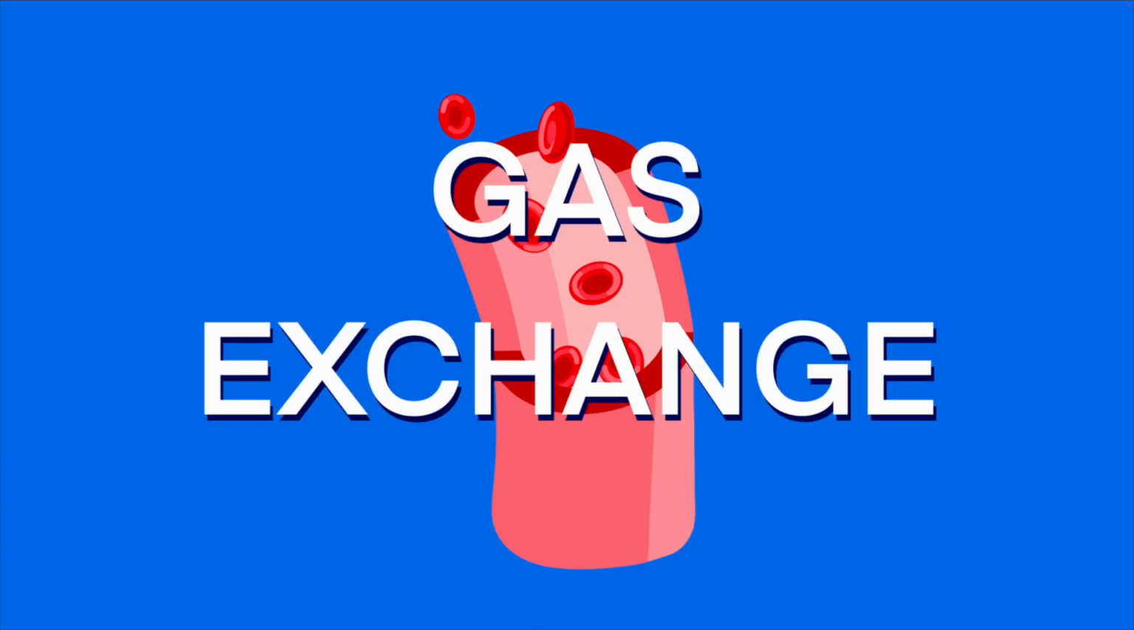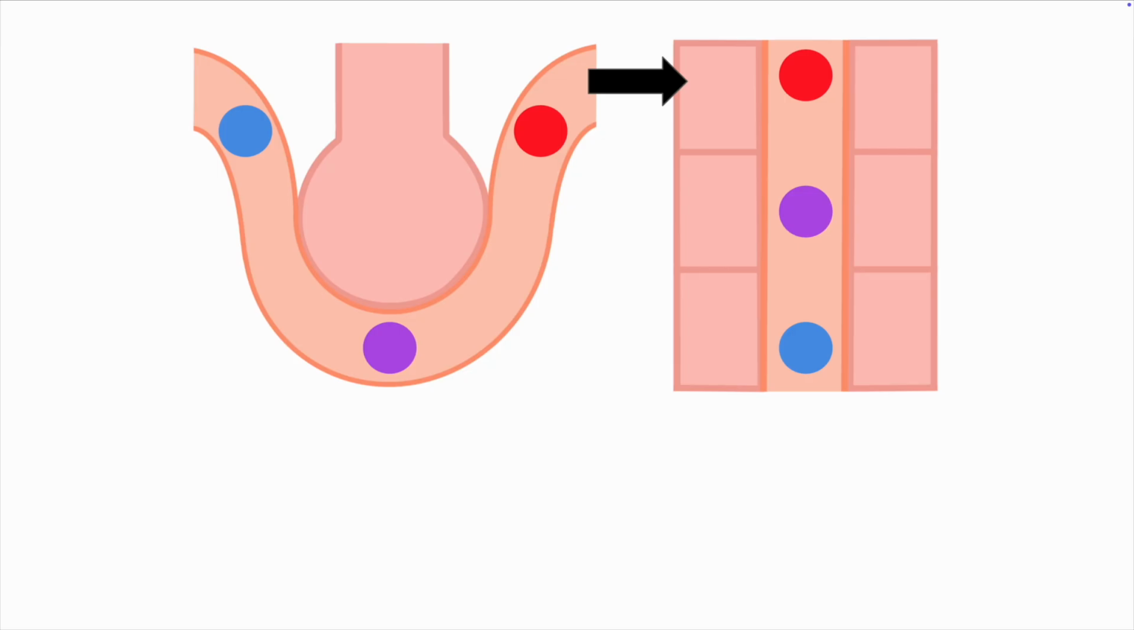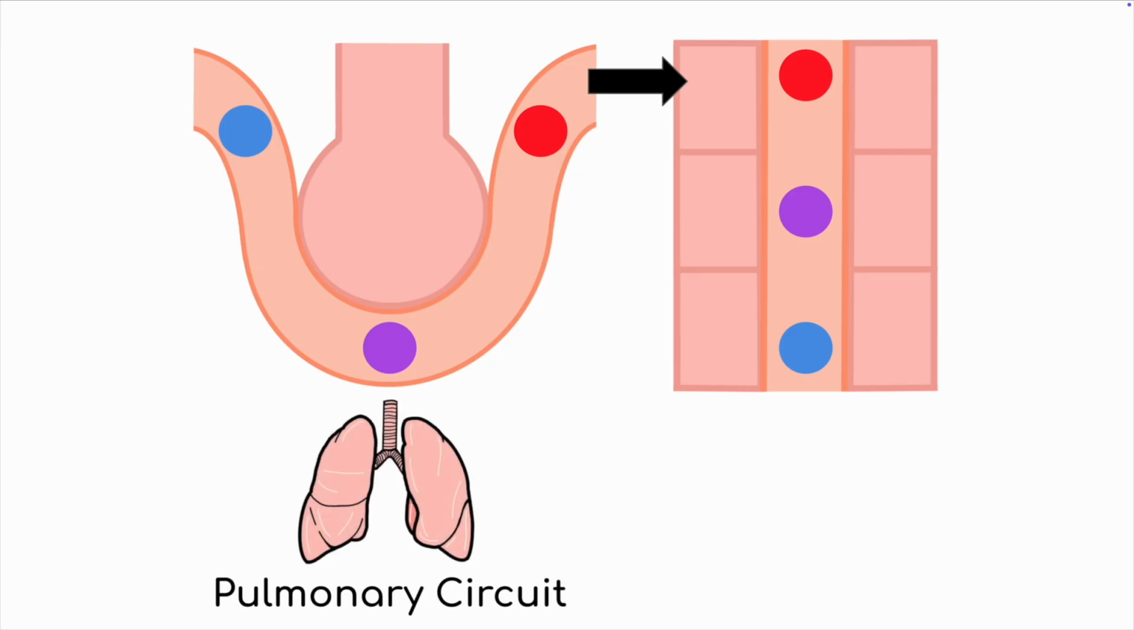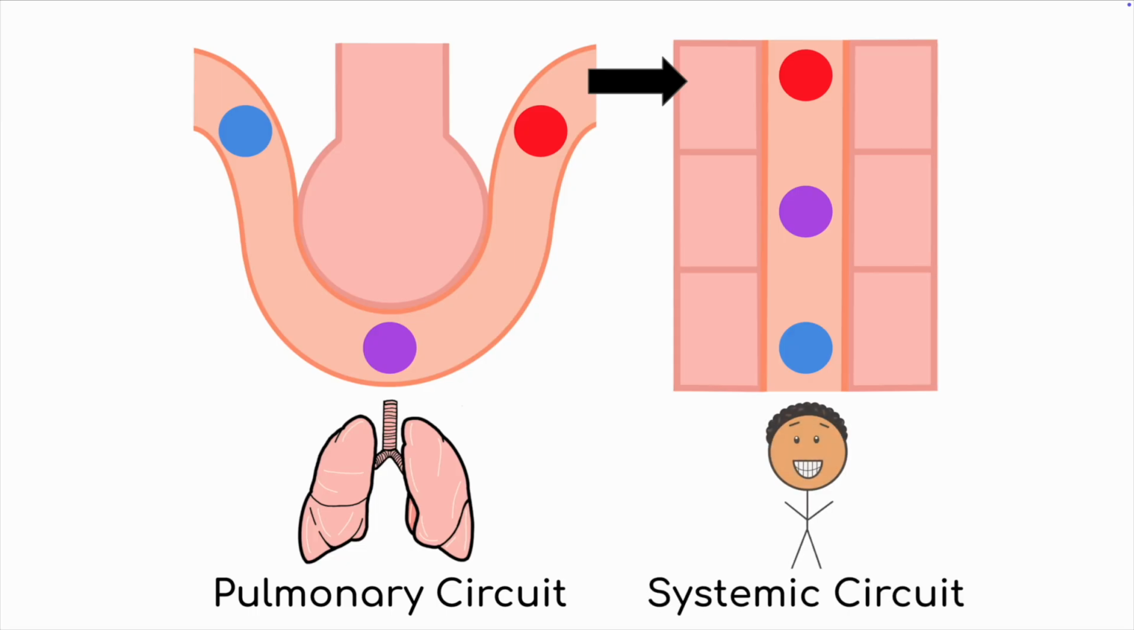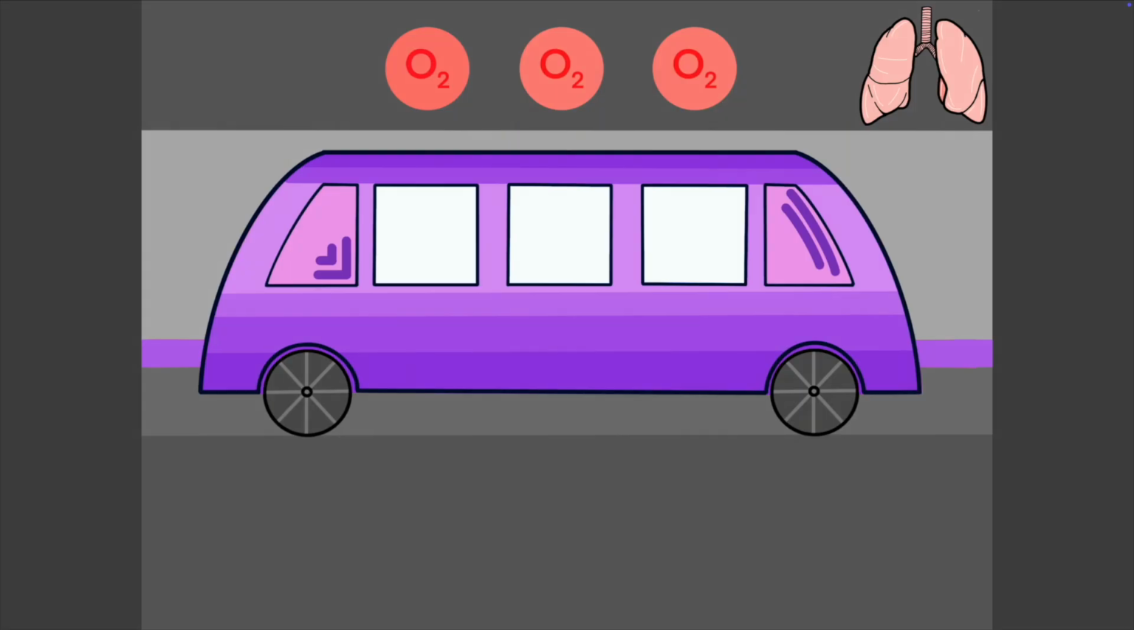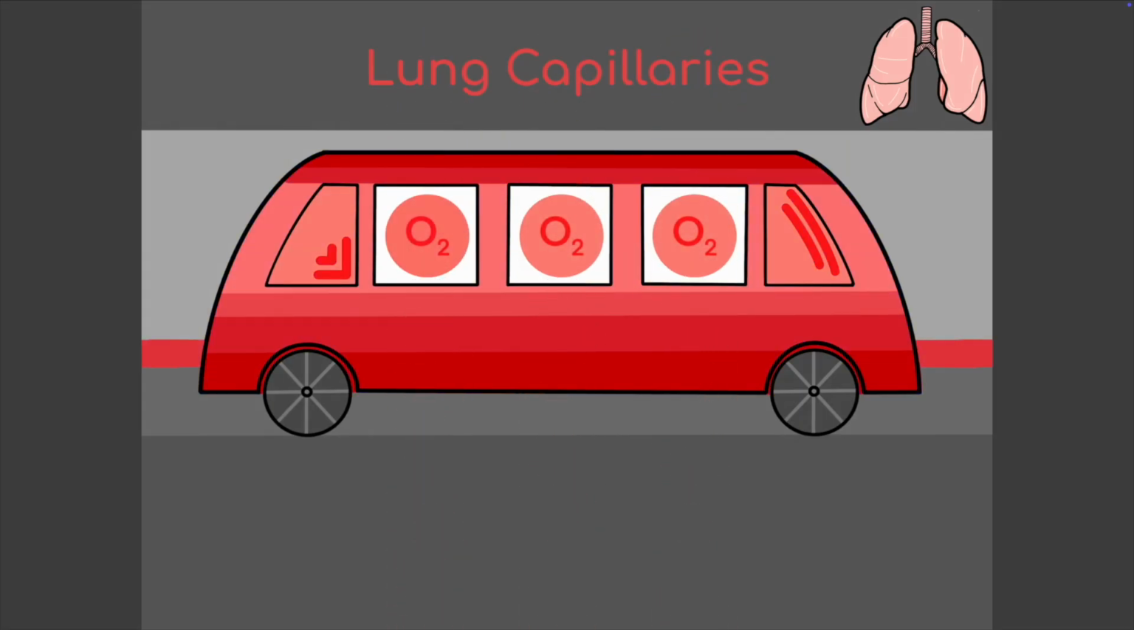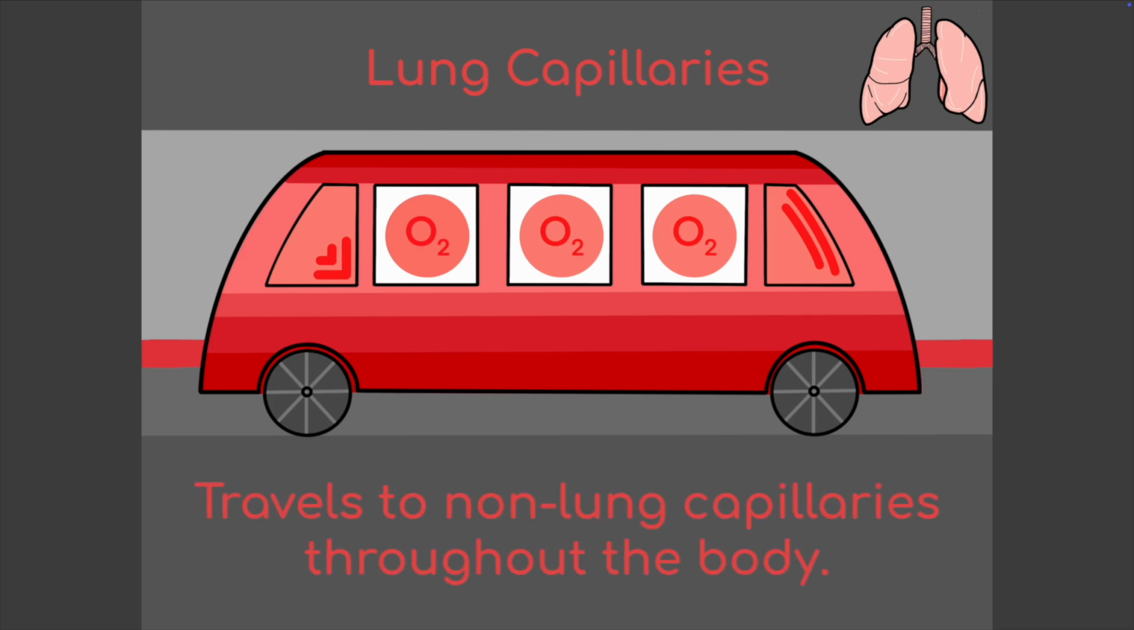Gas exchange. There are two types of gas exchange that occur in the body. On the left of this drawing, there's the pulmonary circuit, which occurs in the alveoli of the lungs. On the right side of this drawing, we'll see the systemic circuit, which occurs in the rest of the body. Oxygen from the lungs enters the bloodstream. The oxygen-rich blood travels to capillaries throughout the body.